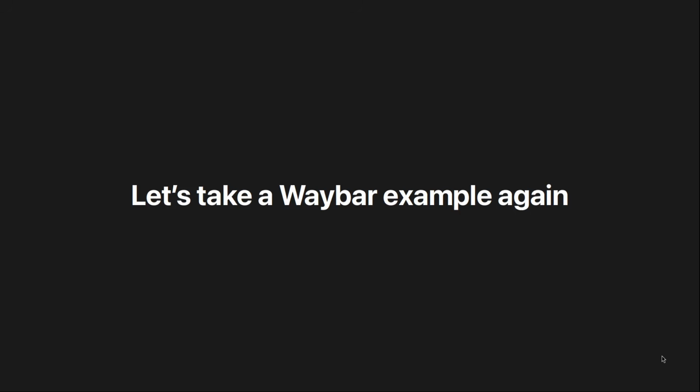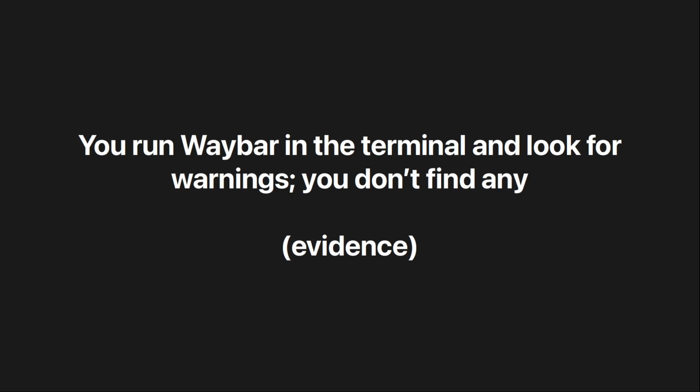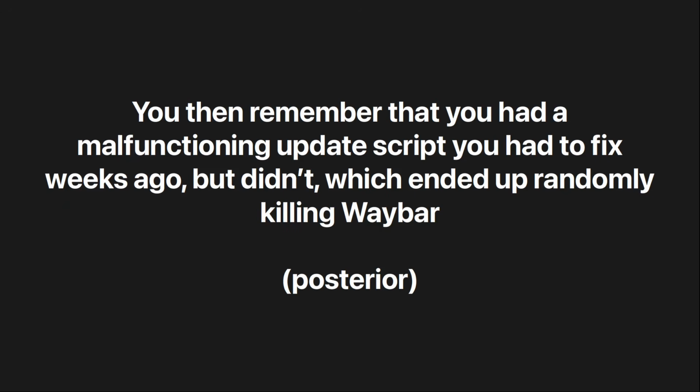Let's take a Waybar example again. You are creating a new config when suddenly your bar dies. Your initial belief, which is your prior, is that a change you made in the config caused it to die. You run Waybar in the terminal and look for warnings. You don't find any. This is your evidence. You then remember that you had a malfunctioning update script that you had to fix weeks ago but didn't, which ended up randomly killing Waybar. This is your posterior. Probably it was something like a hook or some script that killed Waybar. That's your posterior and thus your conclusion.